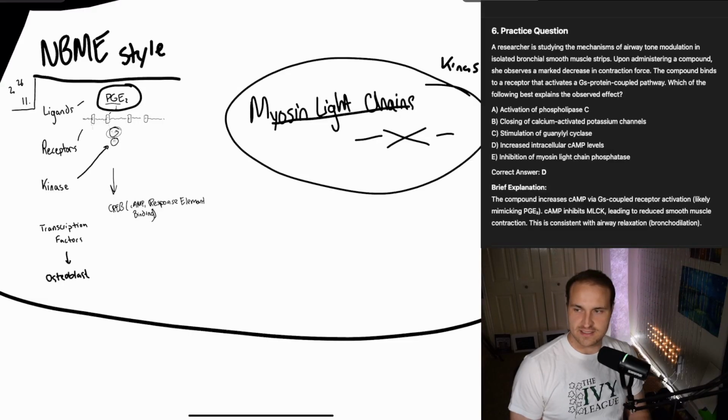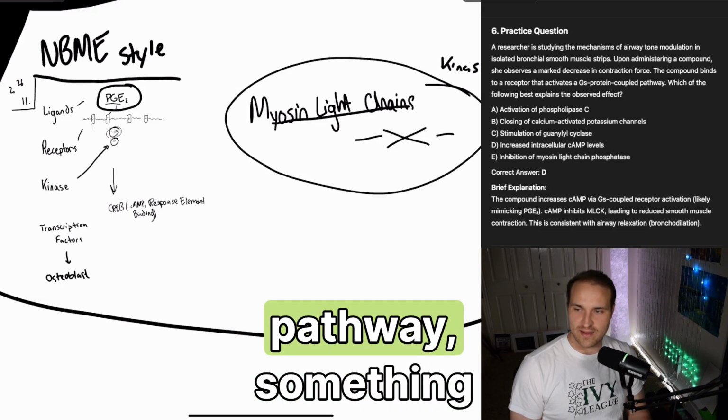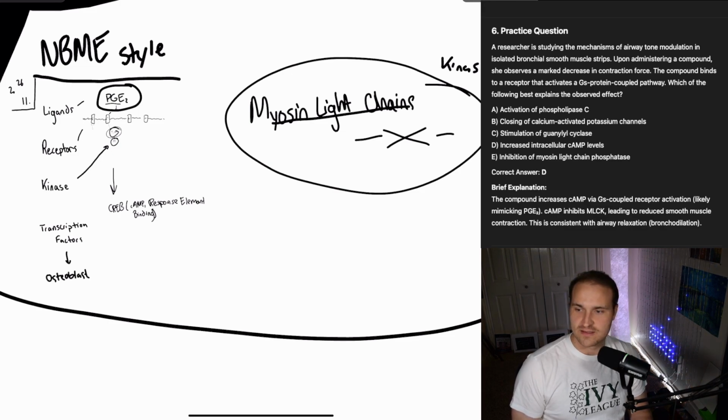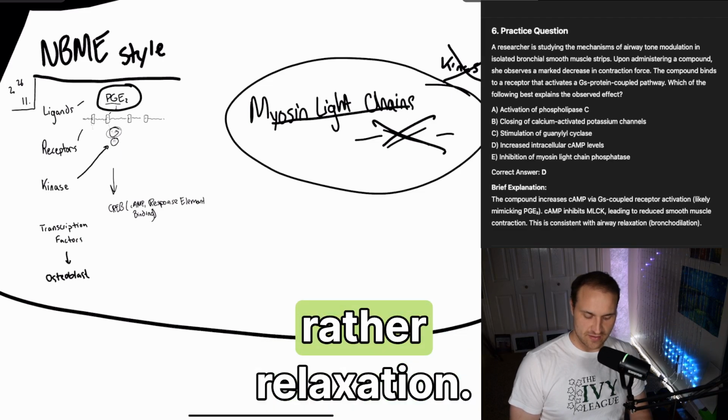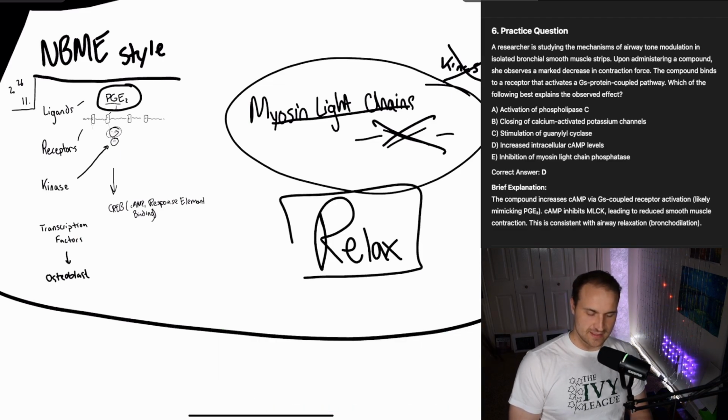In this question stem, we have a Gs protein coupled pathway, something that mimics PGE2. It's inhibiting that kinase, leading to no cross-bridge formation, rather relaxation. And that, my friends, is bronchodilation.